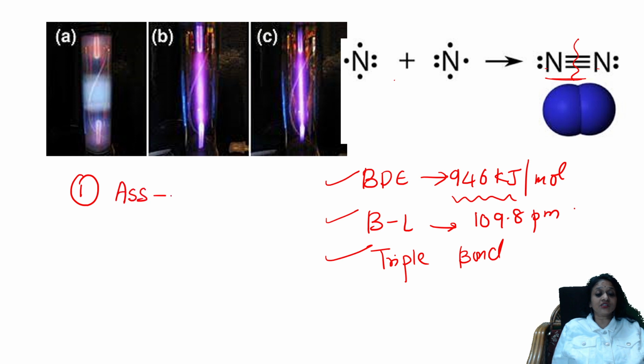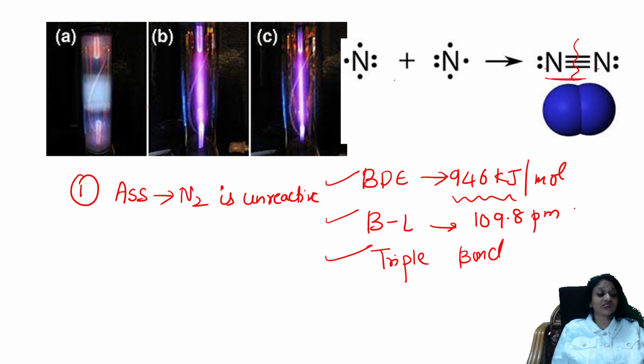According to your assertion, nitrogen is unreactive. Yes, it is perfectly right, because all the parameters are high. Triple bond is very difficult to break. So the assertion was right. Now they have given one more thing: in the presence of a catalyst, it starts reacting.